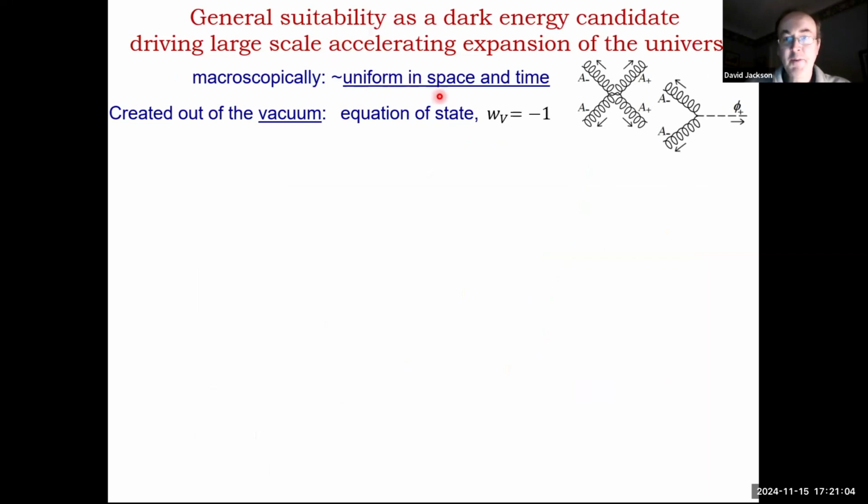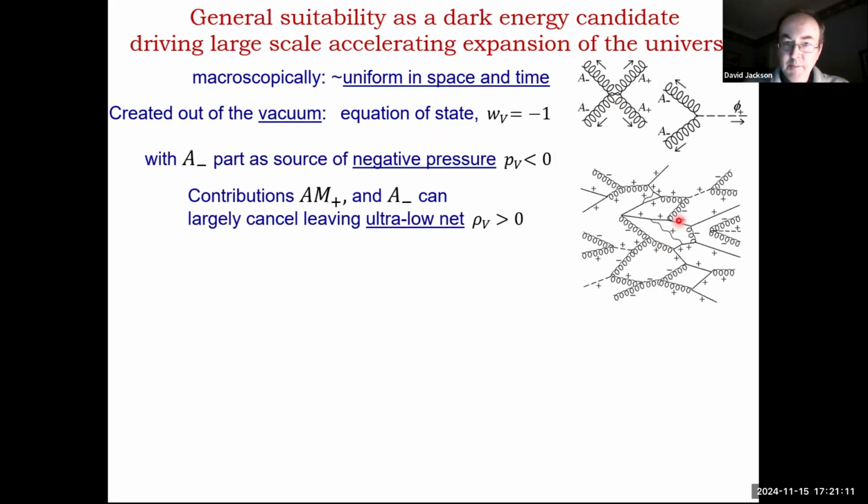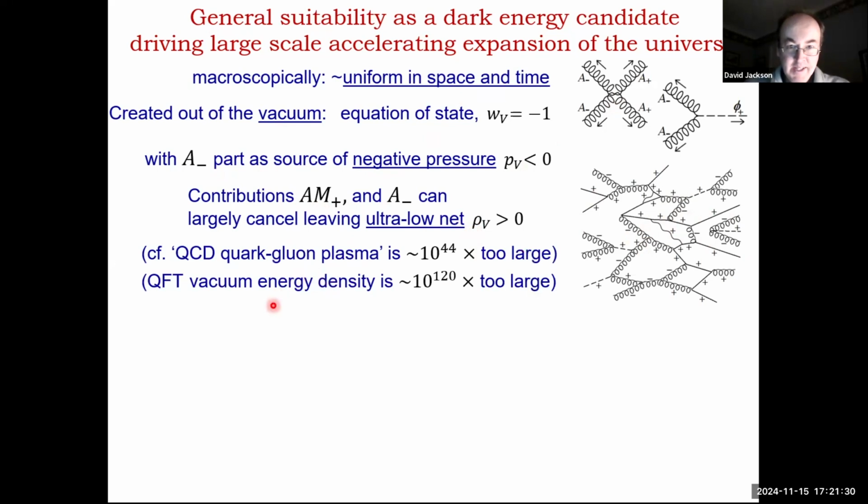That's the basic idea. And in fact, if you look at this dark energy candidate, macroscopically, it's uniform in space and time because it's being created out of the vacuum. Equation of state -1, it doesn't change with time, because this is what the vacuum looks like with these other positive energy states in there. So we do have a negative pressure, which we need for dark energy. You also have a large cancellation between positive and negative energy states, so you can get a very low energy density. The energy scale is not necessarily as bad as the quantum field theory vacuum, which for example, the quark-gluon plasma is about 10 to the 44 times too large, but it still needs lots of cancellation.